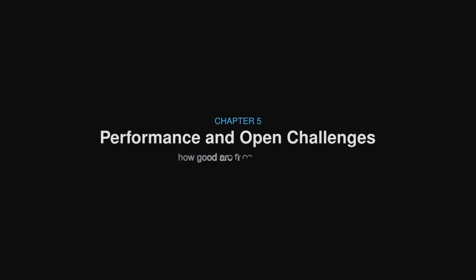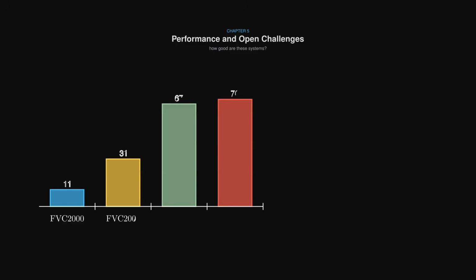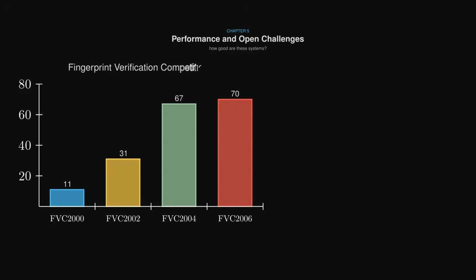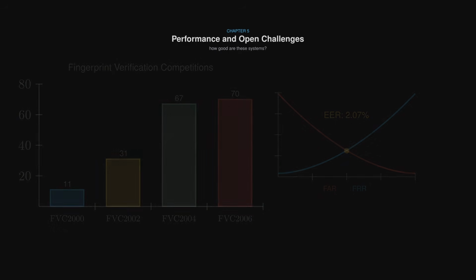So, how do we know how well these systems perform? Since the early 2000s, a series of international competitions called the Fingerprint Verification Competitions, or FVC, have provided standardized benchmarks. Participation grew from just 11 algorithms in FVC 2000 to 70 algorithms by FVC 2006. The best system achieved an equal error rate, the point where false accepts and false rejects are equal, of just 2.07%.